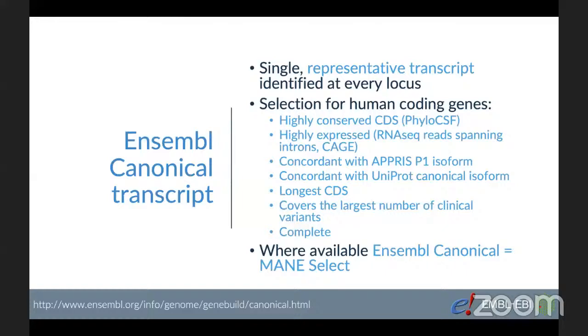So for human protein coding genes, the canonical transcripts are going to be transcripts which on balance are the most highly conserved, the most highly expressed. They're concordant with the APPRIS P1 isoform and the UniProt canonical isoform. They have the longest coding sequence and cover the largest number of clinically important variants, and they should be complete. And for human protein coding genes, Ensembl canonical is pretty much the MANE Select transcript, so the most representative.